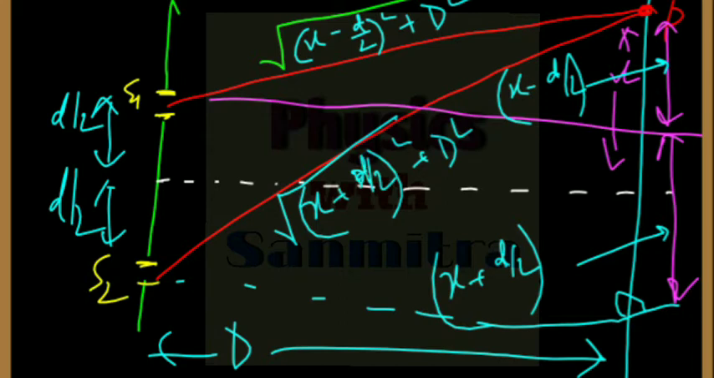Now we have got S1P and S2P. Now let me try to find, what is the path difference? Path difference del x, that is S2P minus S1P, that is the path difference. Okay, now to find S2P minus S1P, we will do something here.